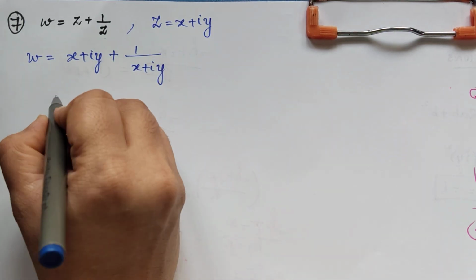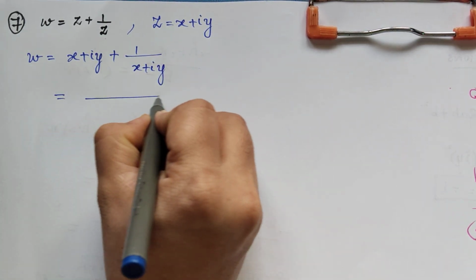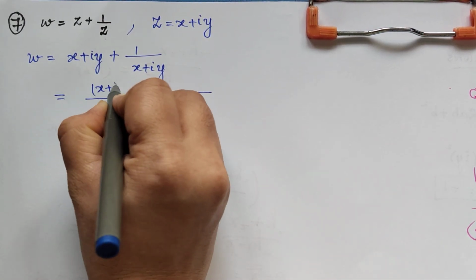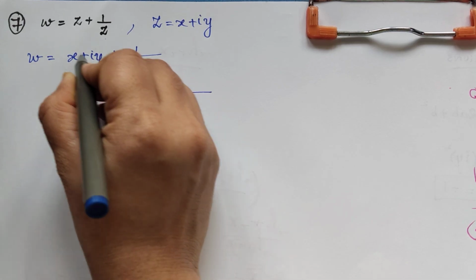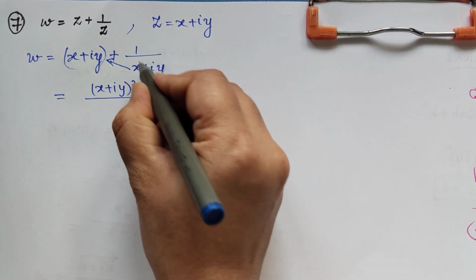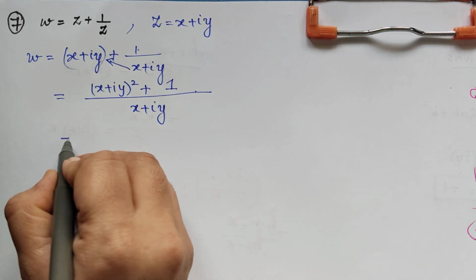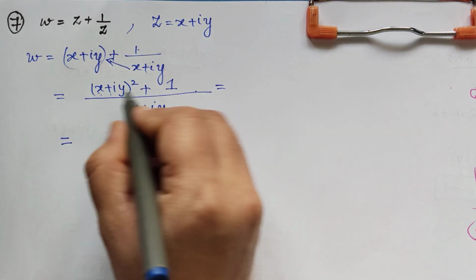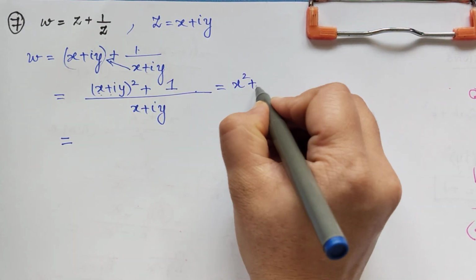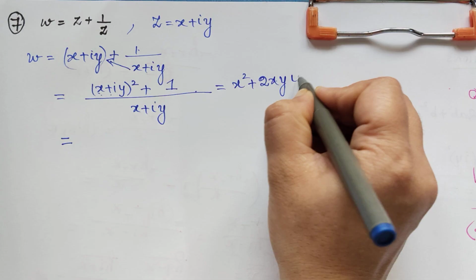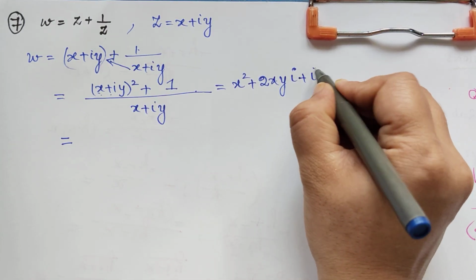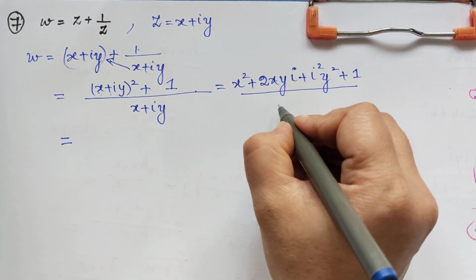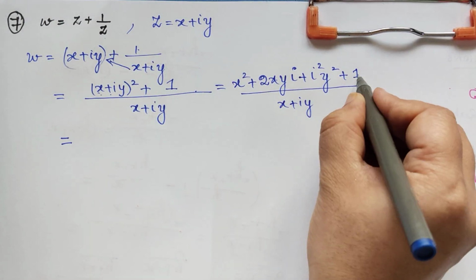Now we can take the LCM. The LCM will be x + iy, and when you multiply, we get (x + iy) whole squared, cross multiplied with this term, and then plus 1. This can be expanded by using the (a + b) whole squared formula. So that will be further equal to (x² + 2xyi + i²y² + 1) divided by x + iy.